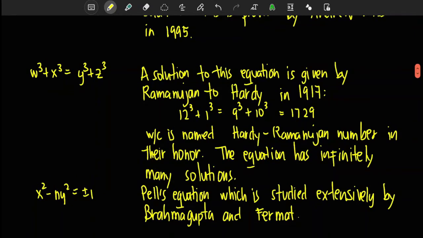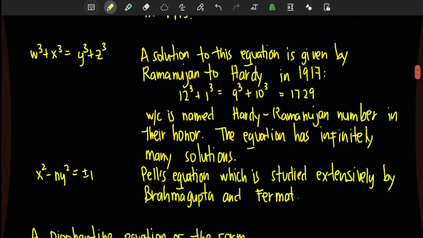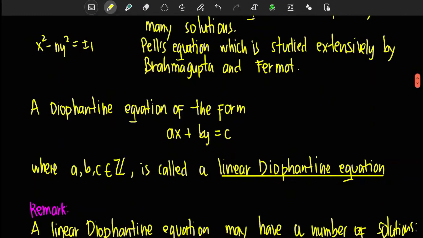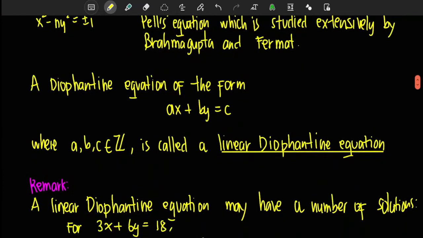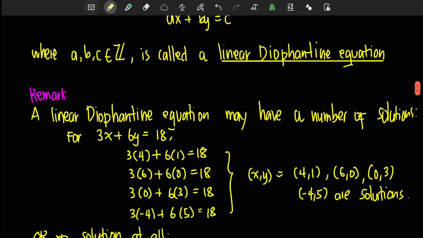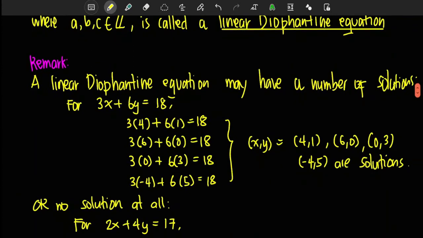Now, the most basic Diophantine equation is the linear Diophantine equation. A Diophantine equation of the form ax plus by equals c, where a, b, and c, the coefficients, are all integers, is called a linear Diophantine equation. Now, a Diophantine equation may or may not have a solution. For example, the Diophantine equation 3x plus 6y equals 18 has numerous solutions. Actually, it has infinitely many solutions.